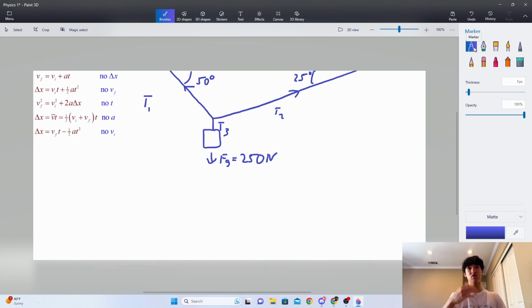All right, so this is what's given to us in this problem, and we essentially need to find T1, T2, and T3. The easiest one to solve for right here is going to be T3, and this is why.